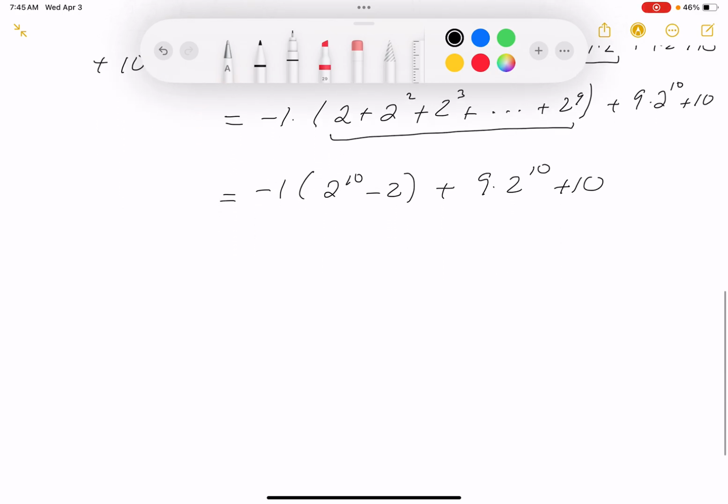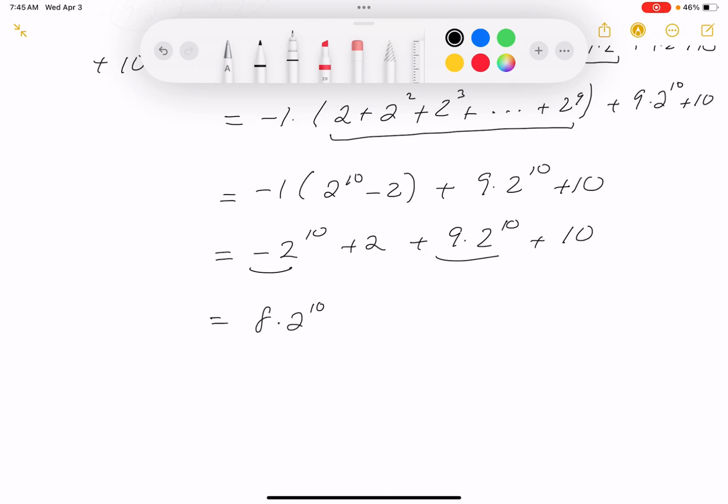Again, it is arithmetic, and I want to point out, a lot of people struggle with arithmetic, and hopefully I'm not going to struggle too much. And look at this thing over here. This is going to be minus 2 to the 10th, plus 2, plus 9, times 2 to the 10th, plus 10. All right? Okay, I'm looking at this thing, and I'm starting to realize that I could combine these two terms together. It's minus 1 and 9, which is going to be 8 times 2 to the 10th power. All right? And then what do you have here? 2 and 10 is plus 12.